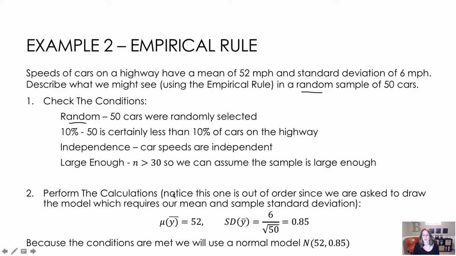The calculations that we'll perform are, of course, that our mean is 52, which is what we would expect from the actual population. The standard deviation, we're not going to use 6. We're going to use 6 divided by the square root of n, which is 50, so 0.85. Because the conditions are met, we'll use a normal model, and the normal model is N(52, 0.85). So the mean is 52, and 0.85 is our standard deviation.